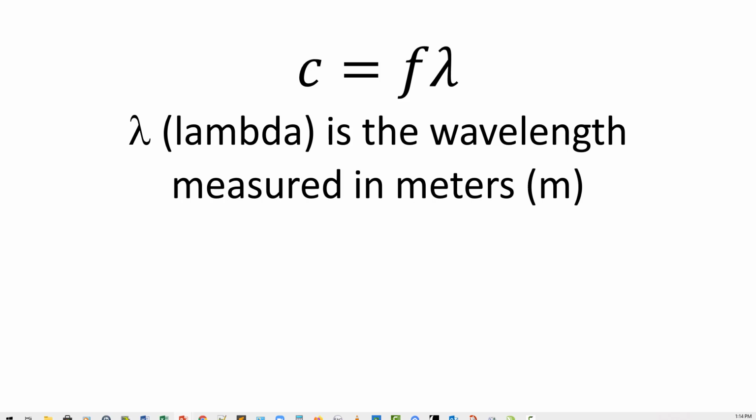Now with that equation c equals f lambda, because the c is a constant, it means that if we know the wavelength, we can find the frequency, and if we know the frequency, we can find the wavelength. If we happen to know the wavelength, we could figure out the frequency. It will equal c divided by lambda. If you just look at the top equation and divide both sides by lambda, that's what you would get. Or if you divide both sides by the f, then you would get this equation, lambda equals c over f. And so we'll be using those equations here.